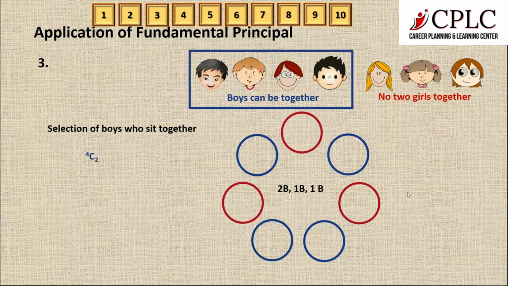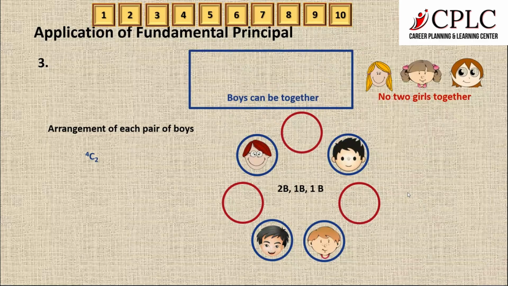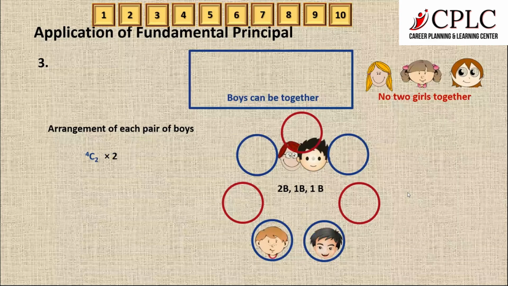So what we'll do is we'll select the boys who sit together. There are 2 boys who are going to sit together, so we'll select 2 boys who are sitting together. So it is going to be 4C2. Now seat the other 2 boys and arrange each of the pair of the boys. They can sit interchangeably, so it is going to be into 2. Also into 2 because there are 2 pairs. For one pair we'll do into 2, for the second pair we'll do another into 2.